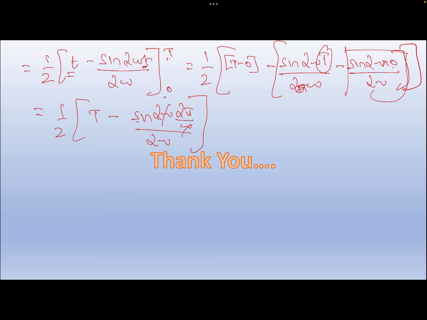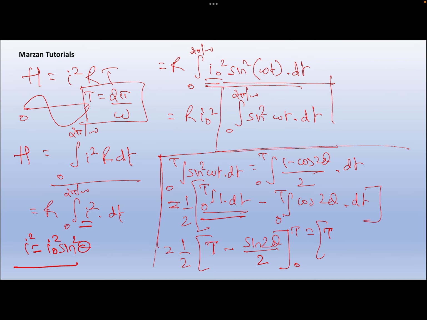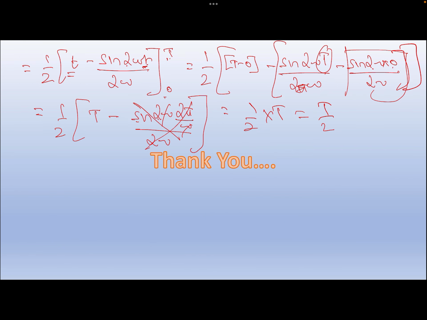Sine 2 into 2 pi. Sine 2 pi is 0. Multiple of any 2 into 2 pi will also be how much? 0. So this entire part will get cancelled. So what is left? It is just half into t, or I can say t by 2. Understood? Fine. So hence I can say that the final formula is r I0 square integration of this thing. Integration of this thing is how much? T by 2. So r I0 square t by 2.